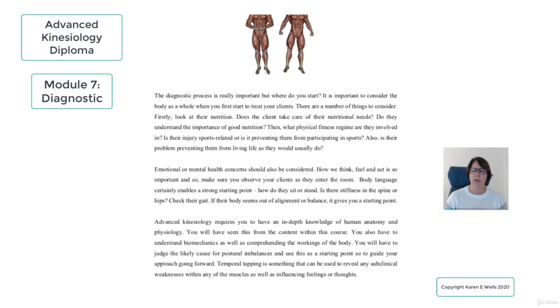So you're going to make sure that you're observing clients as they enter the room. Now, body language makes a strong starting point. How they sit, how they stand. If there's stiffness in the spine or hips, check them. If the body seems out of alignment, that gives you a starting point.